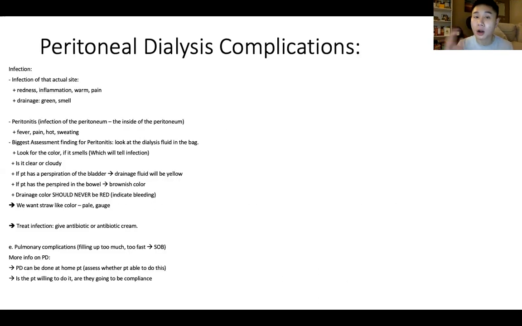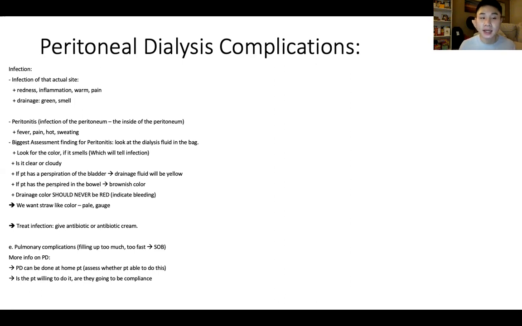All right, so what are the complications that can come with peritoneal dialysis? The complications include infections, because we literally puncture through the patient's abdominal region in order to reach the peritoneal cavity. So it's a high risk of infection. How do we assess for infection? It can come in terms of redness, inflammation, warmth, and pain. The drainage that comes out of the bag can have a green color or a smelly odor.